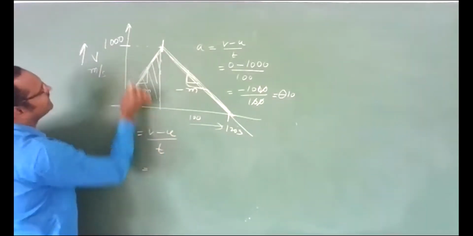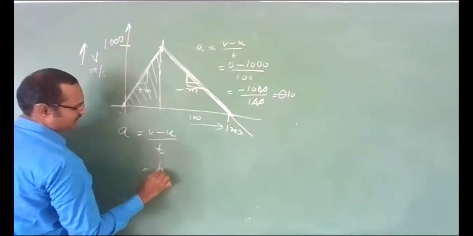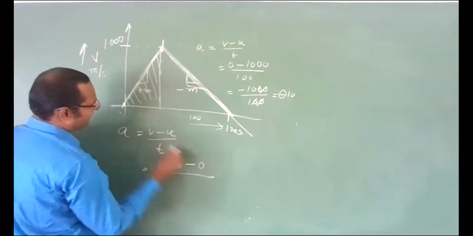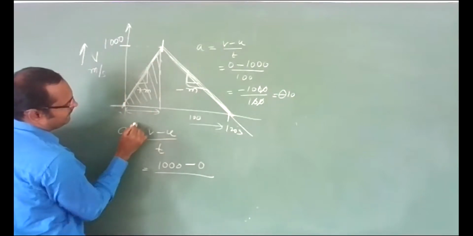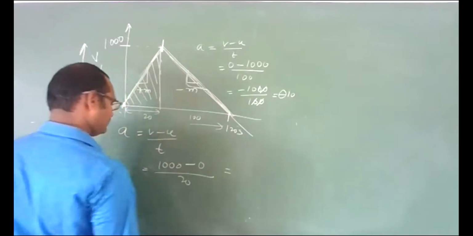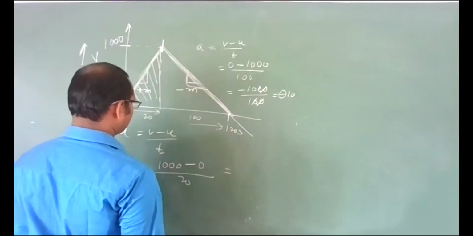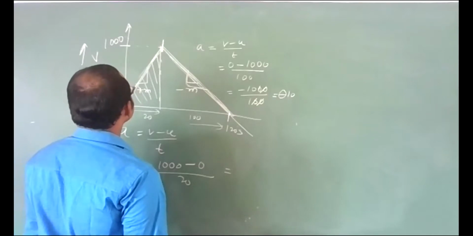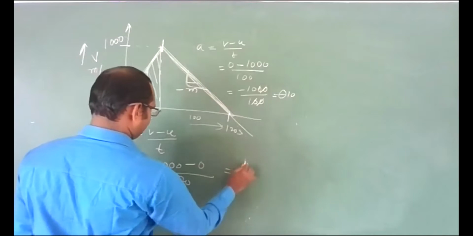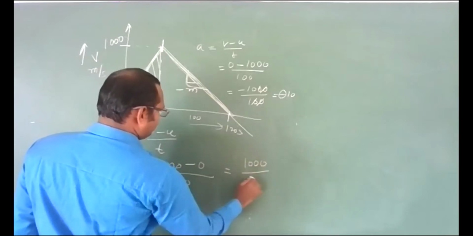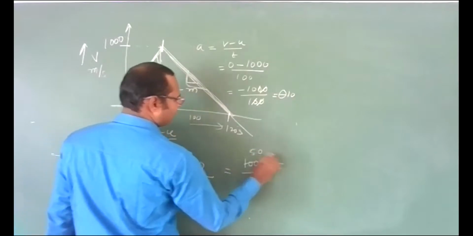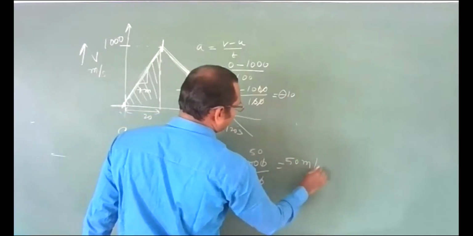Changing velocity: final velocity from here is 1000. 1000 minus initial velocity 0, upon time. This time is given. How much is it? 20. Yes, 20. Thousand by 20, the 20 cancels, 2 ones are 2, 5 twos are 50. Meter per second square you are getting.